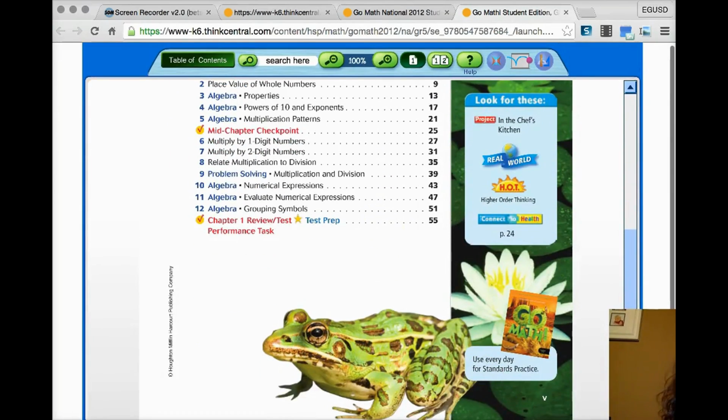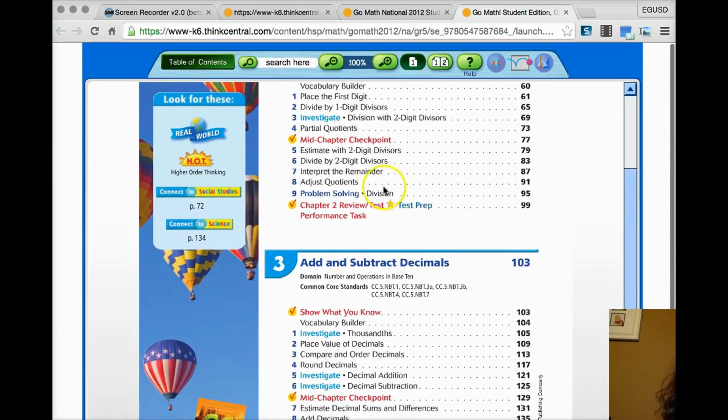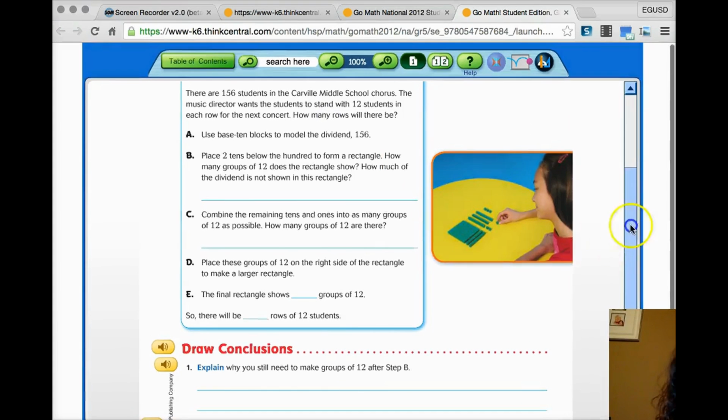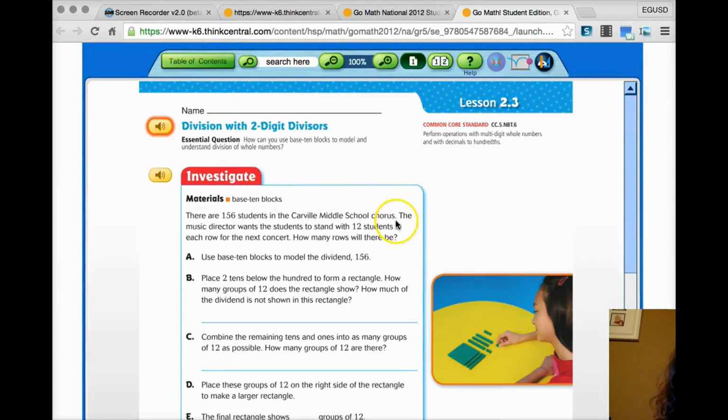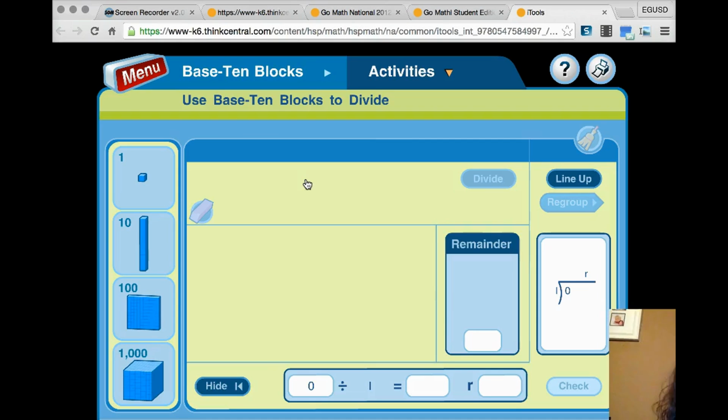But currently we're on chapter 2, and we are on lesson 3. Okay, so I am going to go through the lesson with you like I normally do on here. But before I do that, I want to show you guys this interactive tool. Under the interactive tool, you can click on base 10 blocks. And then they have lots of different activities, but I really like this one for dividing.